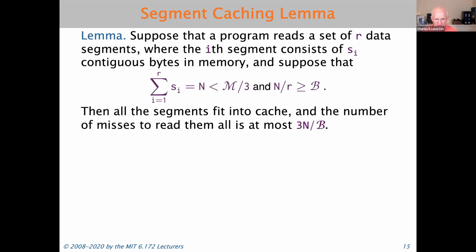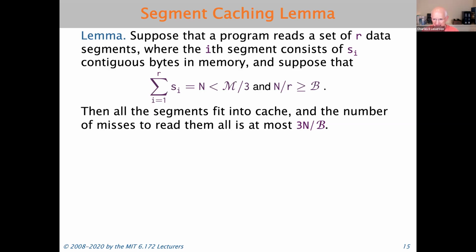And what this theorem says is that not only will they all fit into our ideal cache, which is fully associative, but also that if a program reads them all, it incurs at most 3n over B bytes. Now, before we prove this lemma, let me first comment that to read n different bytes, you've got to have at least n over B cache misses, if no data is initially in the cache.